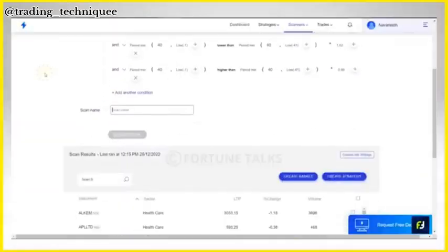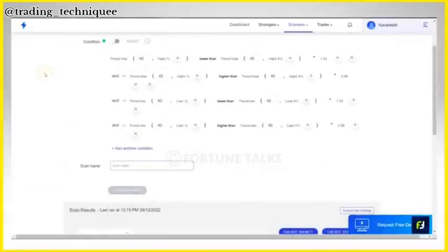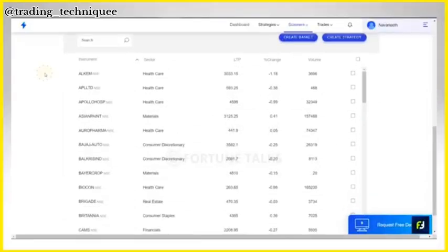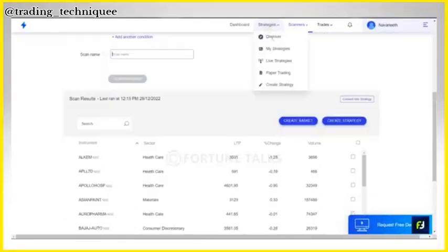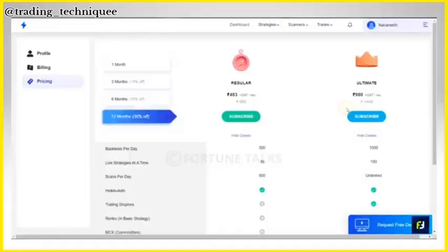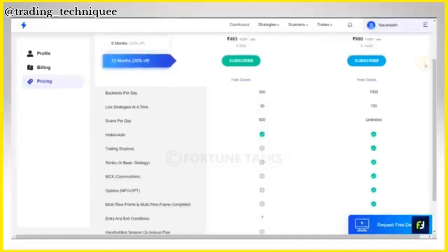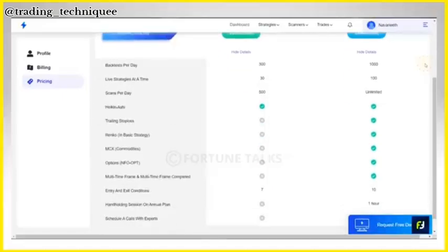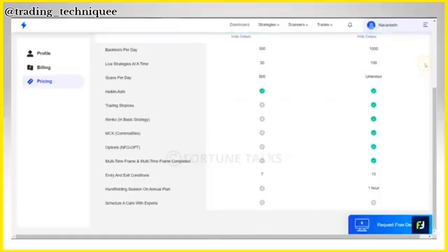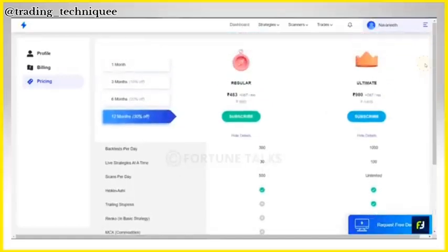But if you have a regular or ultimate plan, you can run a large number of scans every day, and you can even do a lot more than that. You can backtest most of your trading strategies, analyze them, and even trade these strategies virtually using paper trading, or you can do real-time trading using your broker. I think it is value for money, so you can check it out. But this is not a recommendation or promotion. I'm talking based on my experience because I have used this for backtesting my strategies and paper trading automatically before I trade with real money.